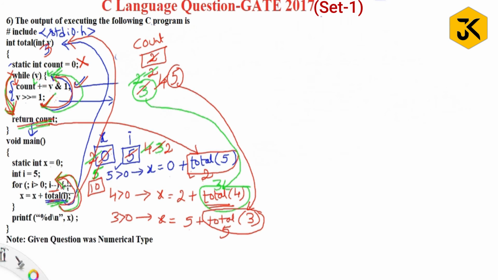Okay. Now the I value will be 2. Now once again check the condition. Is 2 greater than 0? Yes. x equals x plus total of I. The x value is what? 10. 10 plus total of I. The I value is what? 2.